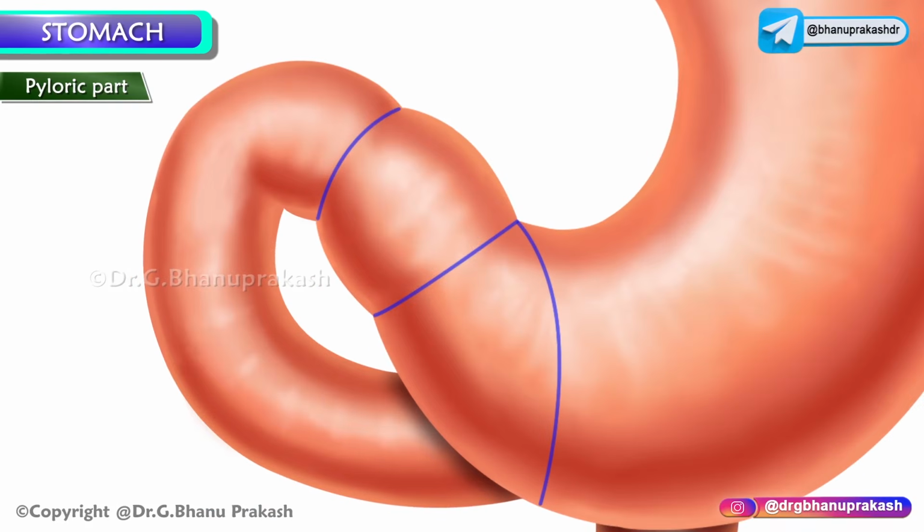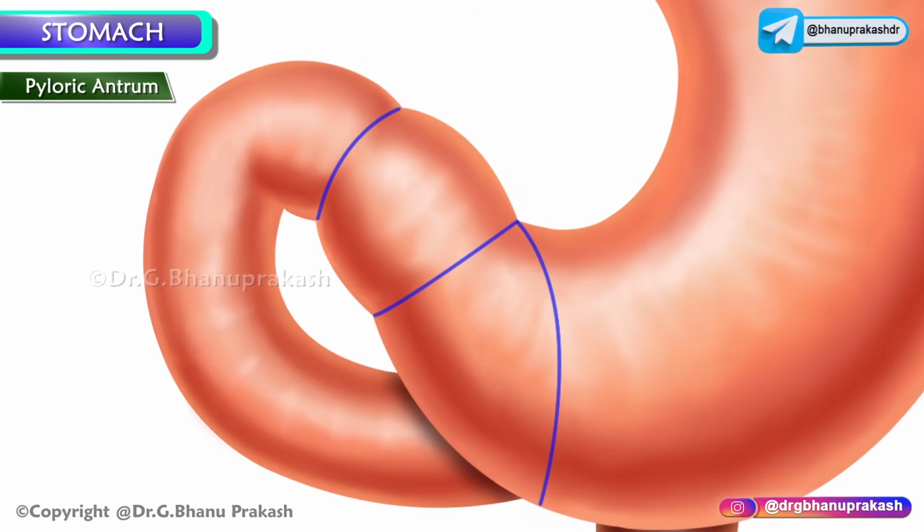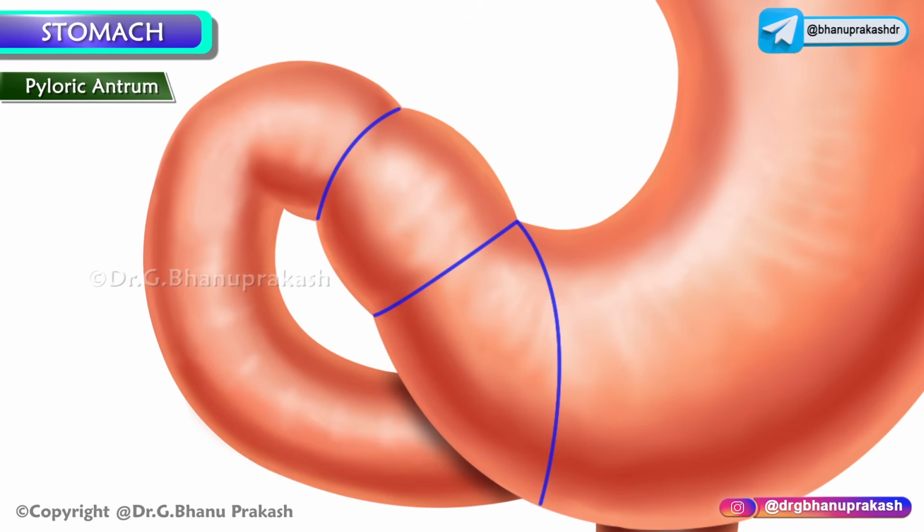As I already told you, the pyloric part has been divided into pyloric antrum and the pyloric canal. The first one is the pyloric antrum. And if you see this, the pyloric antrum is approximately 7.5 centimeters long, and it has pyloric glands which are rich in secreting mucus. So that's the reason we call it rich in mucus secreting cells. And it is separated from the pyloric canal by a sulcus, what you can see over here, that is called sulcus intermedius, present on greater curvature.